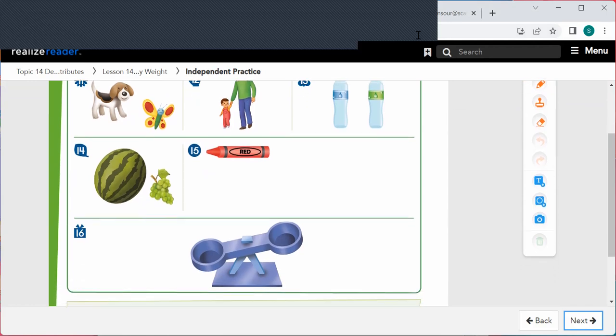Let's go down to number 16 now. You're going to draw 2 objects. You're going to draw the heavier object in the space next to the lower side of the scale, and you're going to draw the lighter object in the space next to the higher side of the scale.